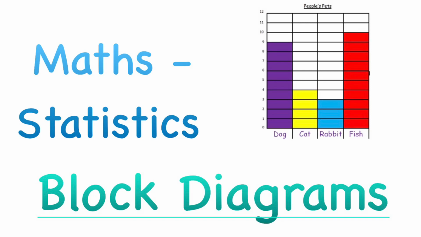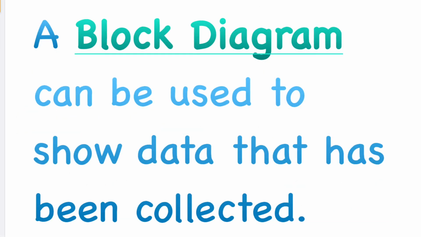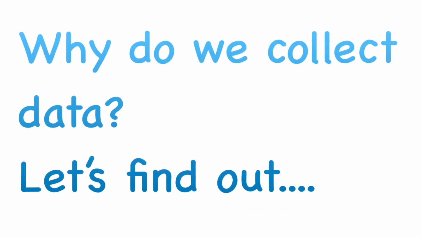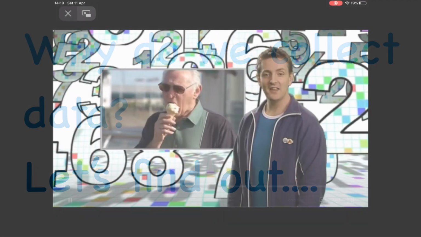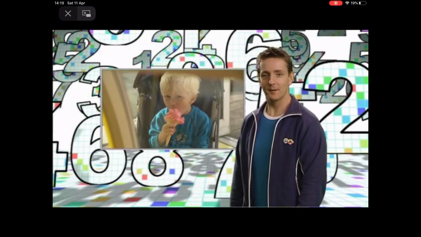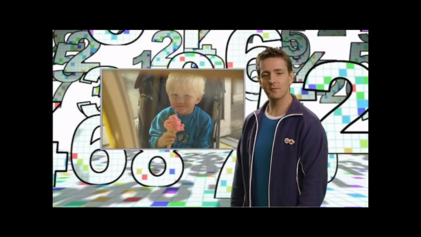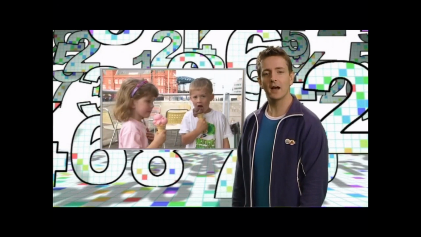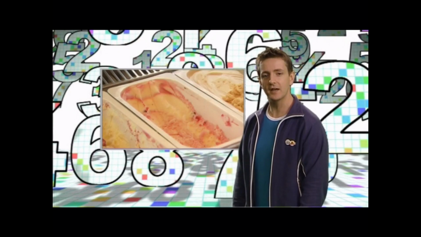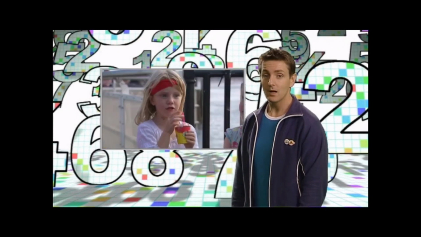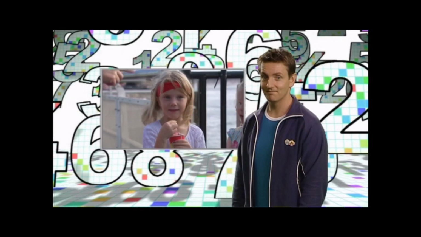Our next two maths lessons are going to be looking at block diagrams. A block diagram can be used to show data that has been collected. But why do we collect data? Let's find out. We can see that these people enjoy eating ice cream, but they don't all seem to like the same flavour. How could we find out what flavour most people enjoy and what might be their least favourite flavour? Well, we could try asking them a question.